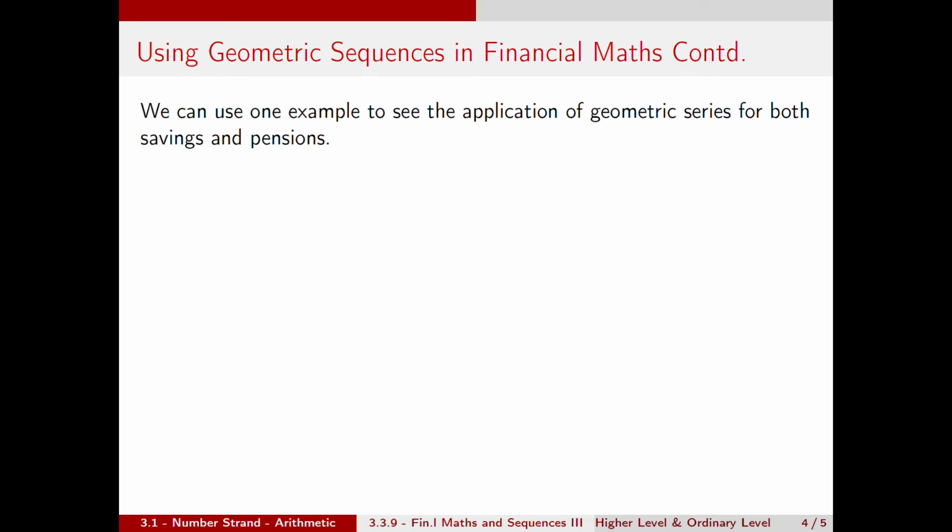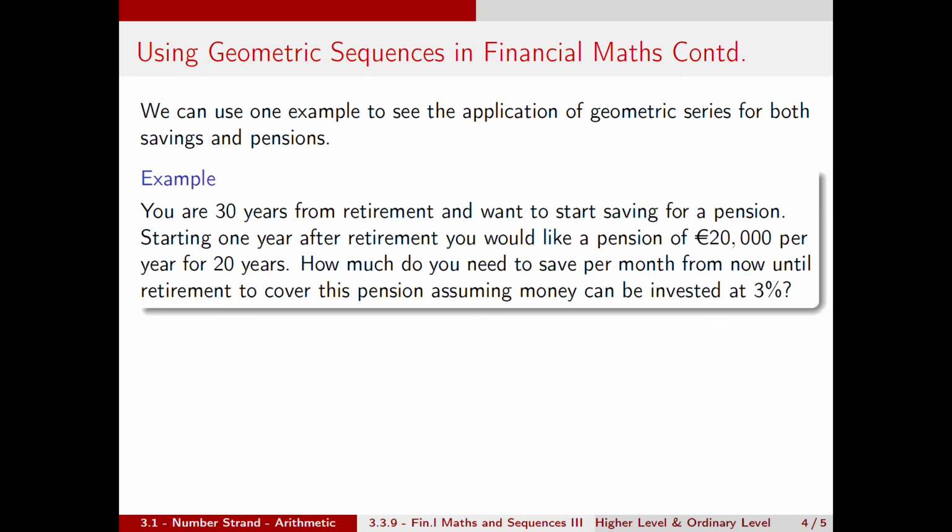So we're looking at an example to see the application of geometric series for savings and pensions. Let's say you are 30 years from retirement and want to start saving for a pension. Starting 1 year after retirement, you would like a pension of €20,000 per year for 20 years. How much do you need to save per month from now until retirement to cover this pension? We assume that this money can be invested at 3%.